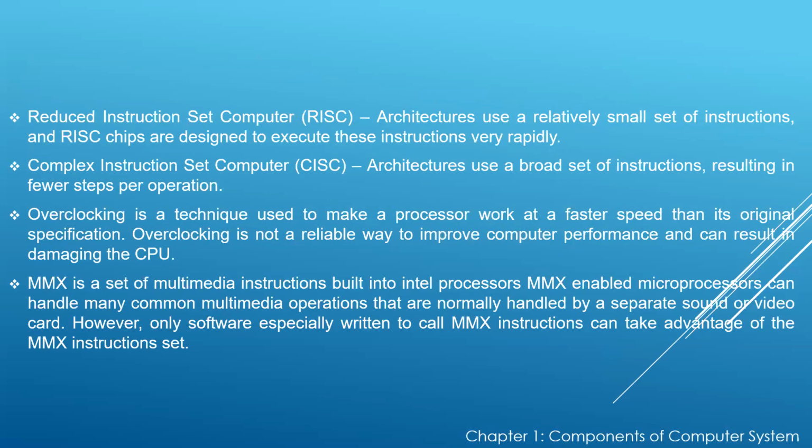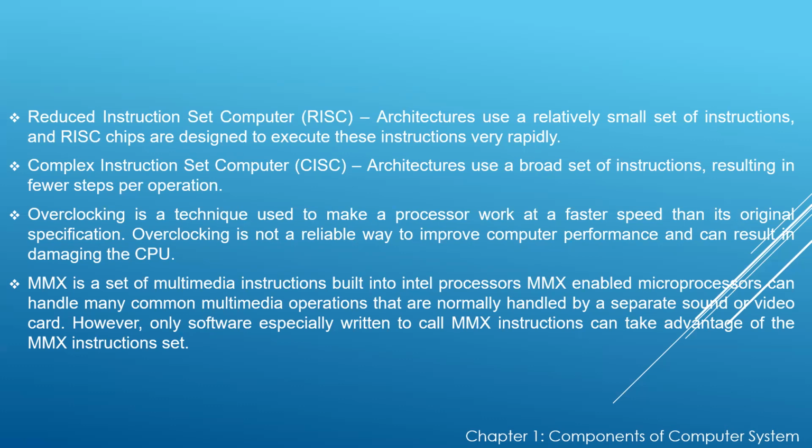Okay, so we have what we call the reduced instruction set computer or we call it the RISC. So the architecture uses a relatively small set of instructions and RISC chips are designed to execute these instructions very rapidly. So for the complex instruction set computer, we call it the CISC, the architecture uses a broad set of instructions resulting in fewer steps for operation. So those are the processes of the processors.